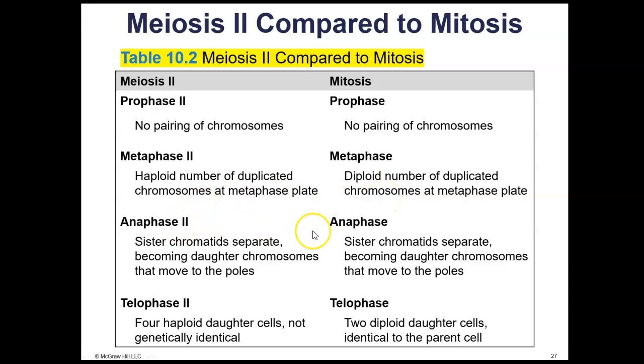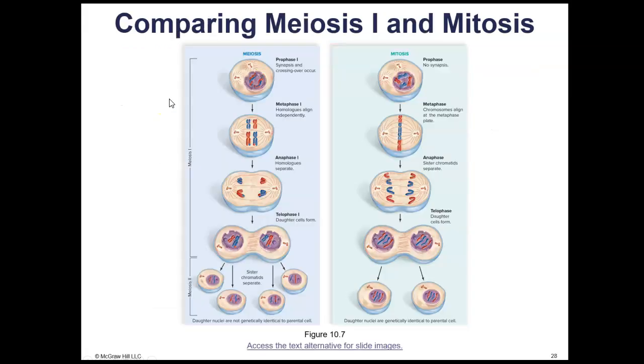In anaphase, the sister chromatids separate. In telophase, in meiosis 2, you end up with 4 daughter cells, but in mitosis, only 2 daughter cells. So there are some differences, but as far as the process of meiosis 2, the same thing that happens in mitosis happens in meiosis 2. And this is a comparison of meiosis 1 and mitosis. Well, actually, it's showing you meiosis 1 and then the end of meiosis 2.